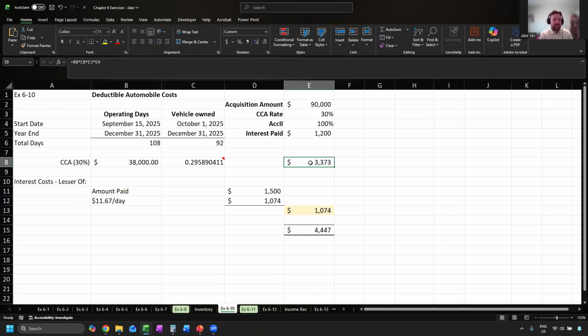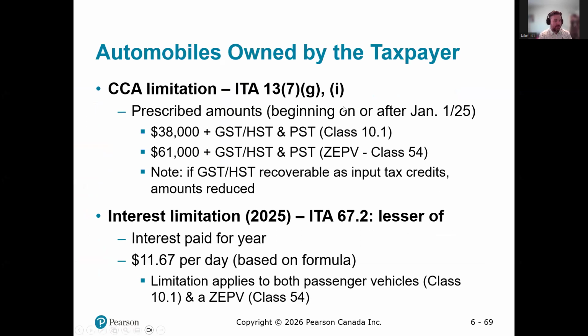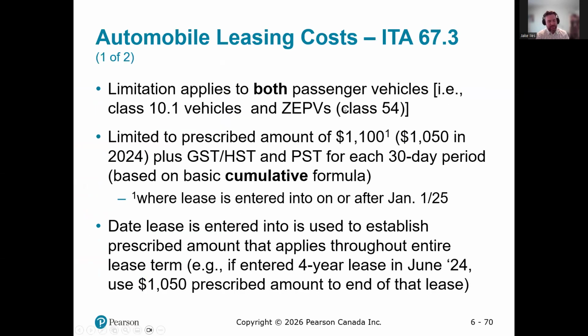So this car is providing us a deductible CCA of 3,373 plus the allowable portion of our interest, which is 1,074. The question specifically asked the interest portion, so I've highlighted that number so you see where it comes from. But in total, almost $4,500 of expense this year relates to that owned vehicle. Now let's jump in and go over leases, because leases are a touch more complicated.